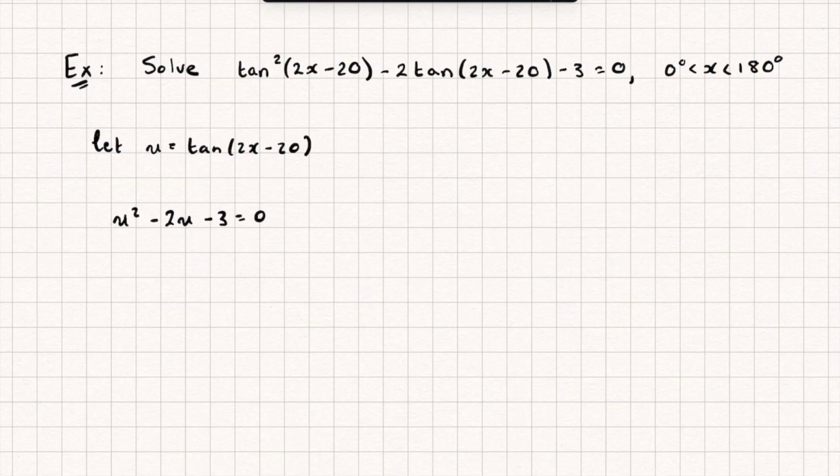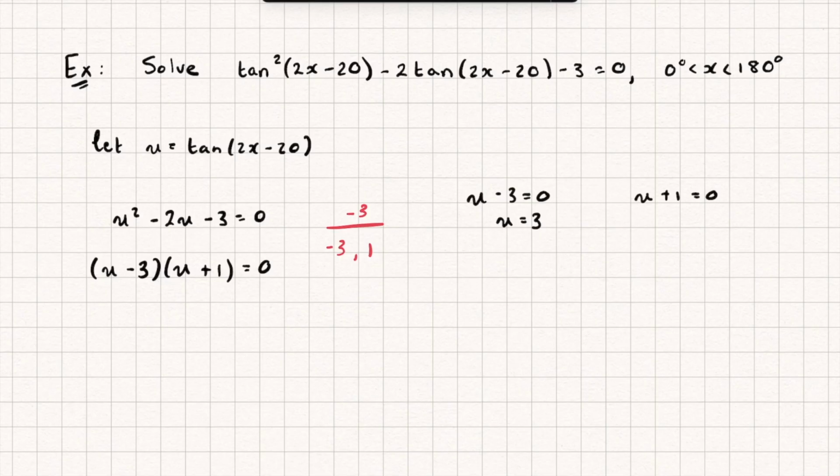Let's now factorise this. So I'm looking for factors of negative 3 that sum to give negative 2. Well, negative 3 and positive 1 would work because they sum together to give negative 2. And so I can factorise this and I get (u minus 3) multiplied by (u plus 1) equals 0. Now because I've got two things multiplied together to give 0, either this first bracket is going to be 0 or this second bracket is going to be 0. If the first bracket equals 0, I get u minus 3 equals 0, which gives me u equals 3. Or if the second bracket equals 0, I get u plus 1 equals 0, which gives me u equals negative 1.